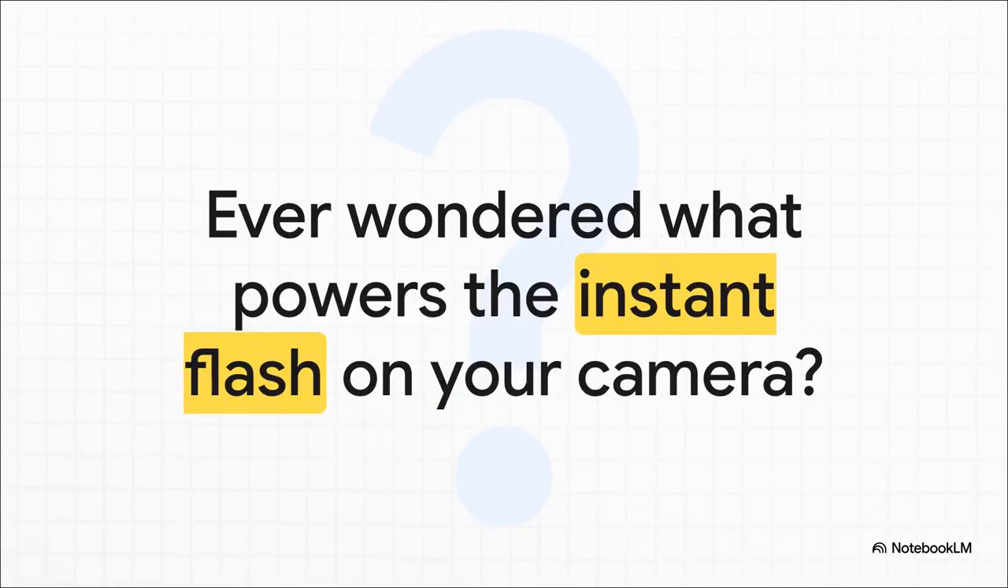So let me ask you something. Have you ever really thought about how your camera's flash works? I mean that instant, super bright burst of light. Your camera battery, yeah, it's strong, but it can't just dump all that energy in a split second. So what's the magic trick here? Well, the secret is that little hero we're here to talk about today, the capacitor.